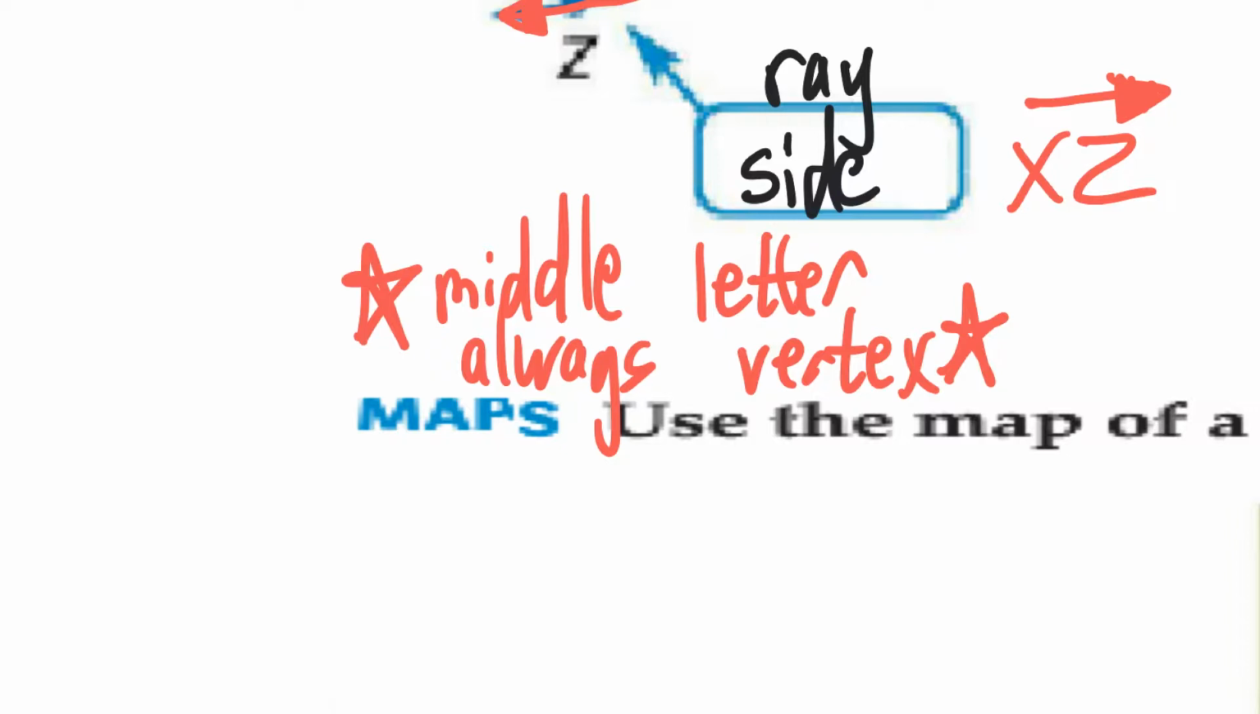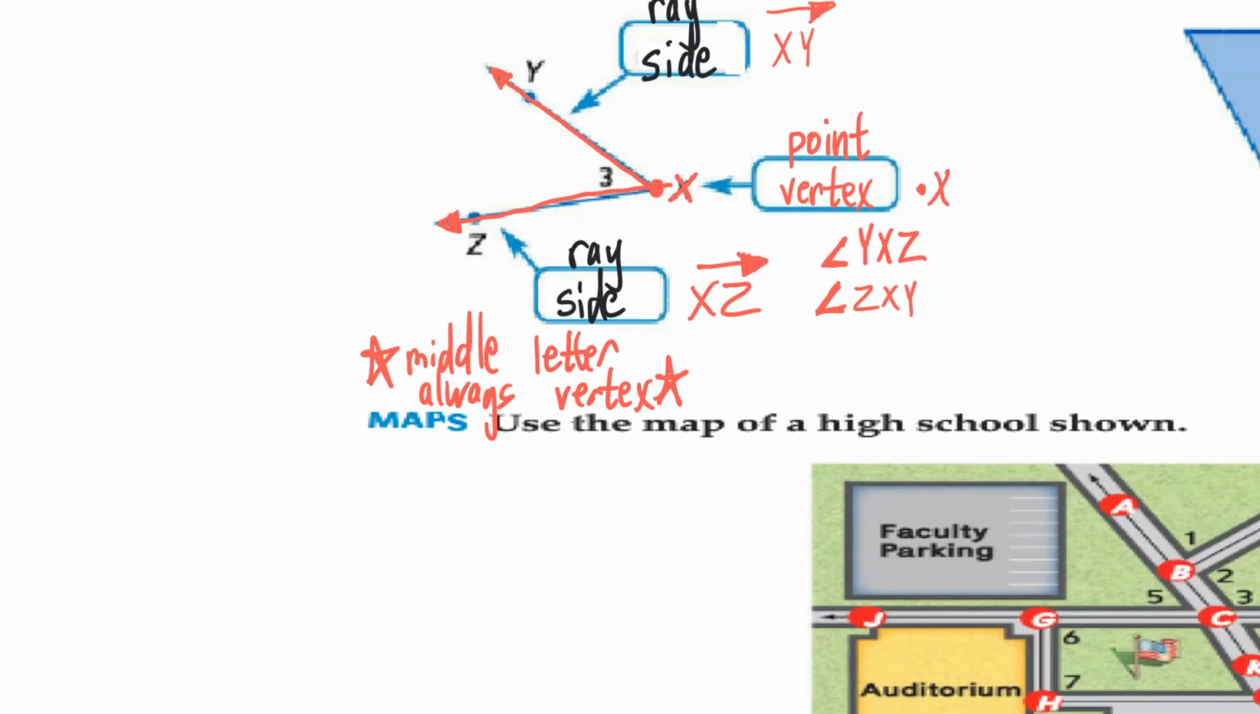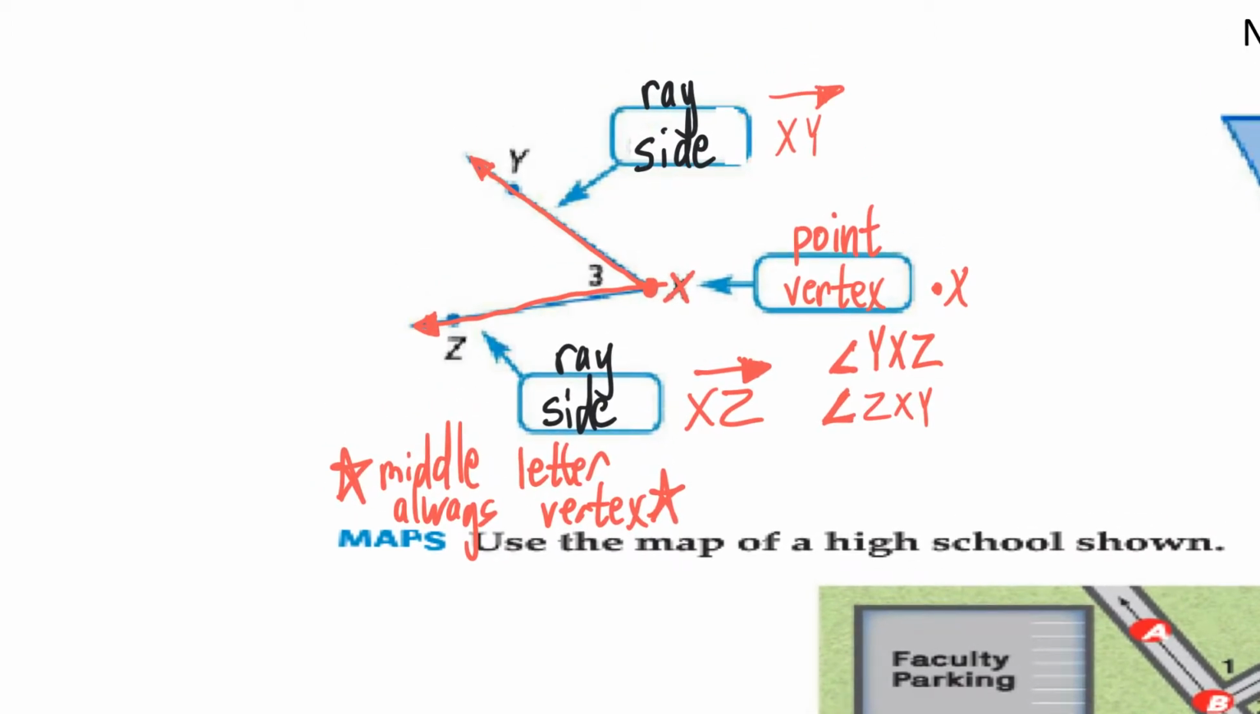If you think about it going in order, it makes sense. If you don't put the vertex as the middle letter, then whenever you're looking at it, it just doesn't fit with what the picture is. So when you're naming it, make sure you always name it with the middle letter being the vertex.